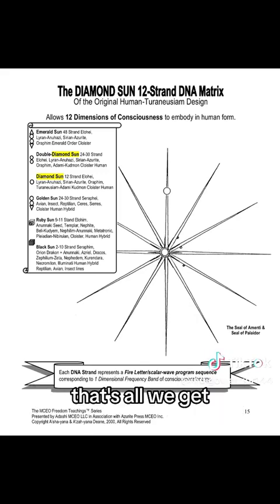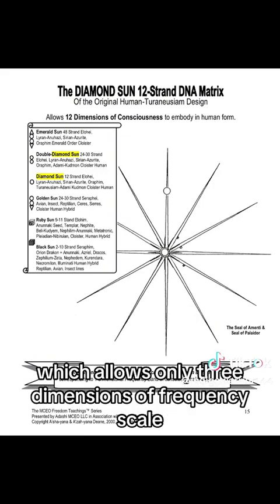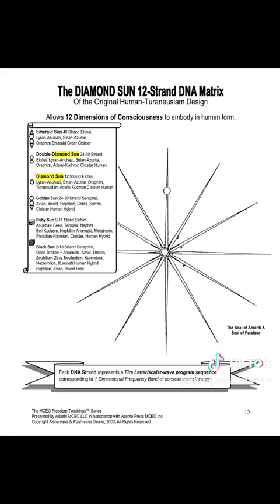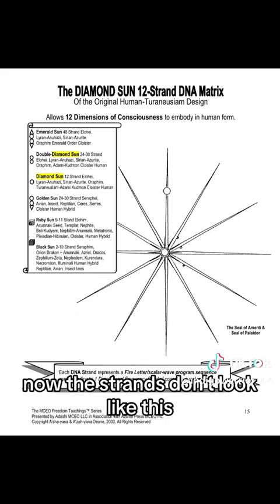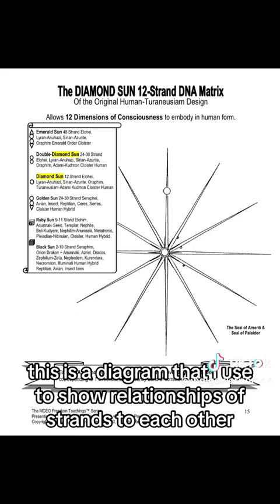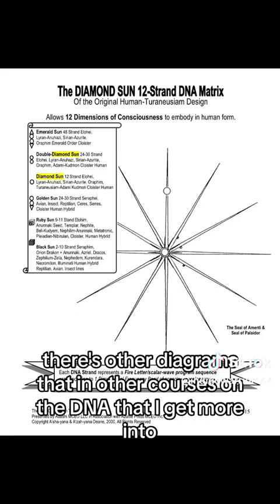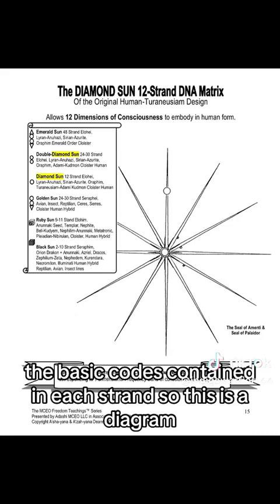That's all. We get 3-dimensional consciousness because we have 3 strands activated, which allows only 3 dimensions of frequency, scalar wave patterns, to translate through the hologram into manifestation. Originally, we were supposed to have 12 strands. Now, the strands don't look like this. This is a diagram that I use to show relationships of strands to each other. In other courses on the DNA, I get more into it and show you the basic codes contained in each strand.